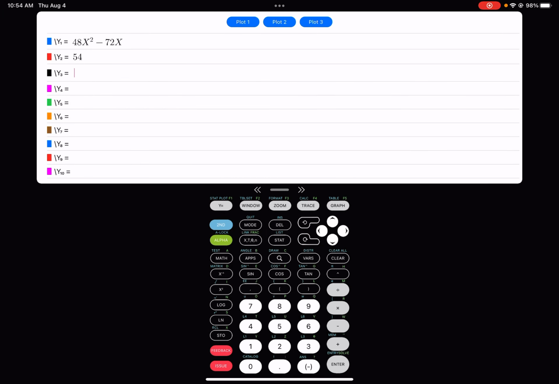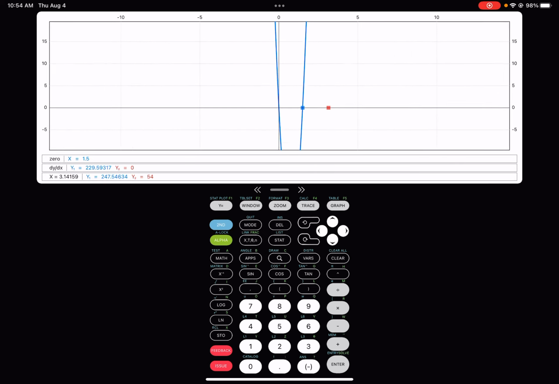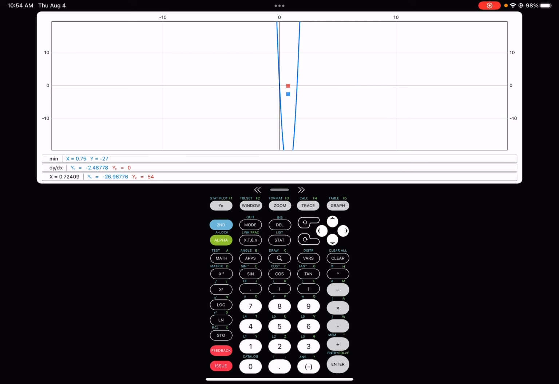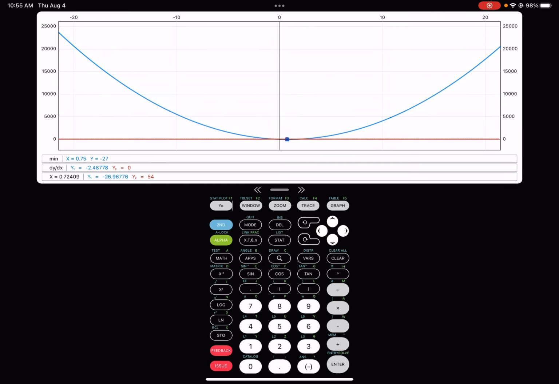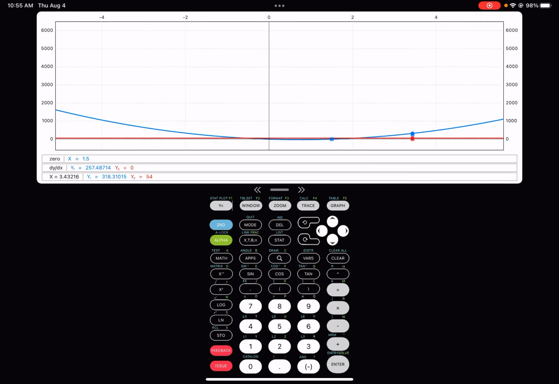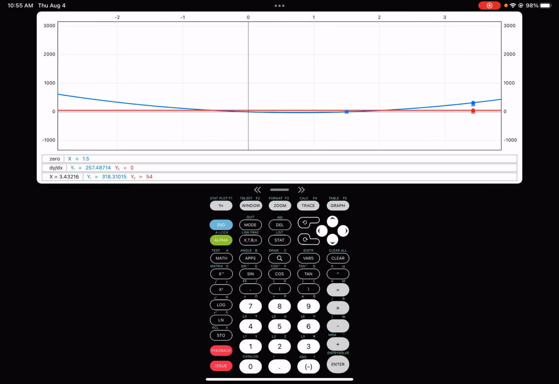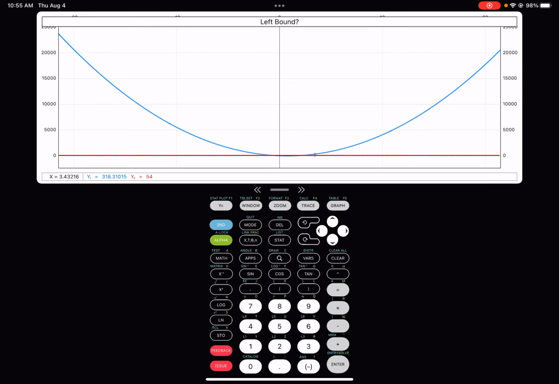And I like to do it this way because when I go to my graph, I can't even see. We better zoom. Let's do zoom fit. There we go. Okay, so what I'm interested in is when these cross each other. So I'm going to go second calculate, and I want the intersection. I want to know when these are the same.